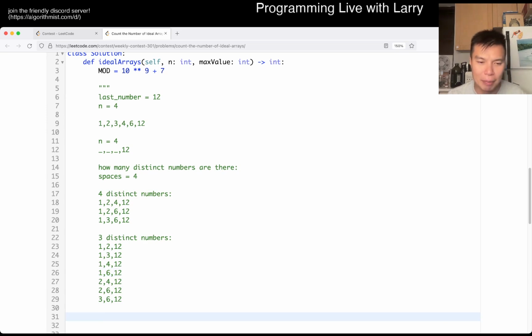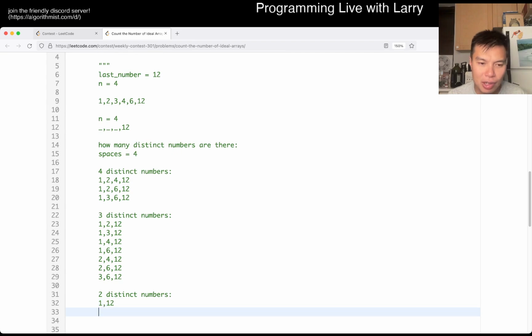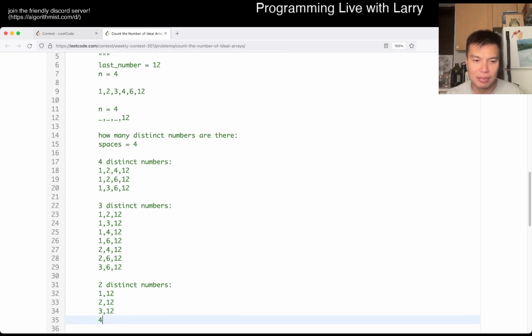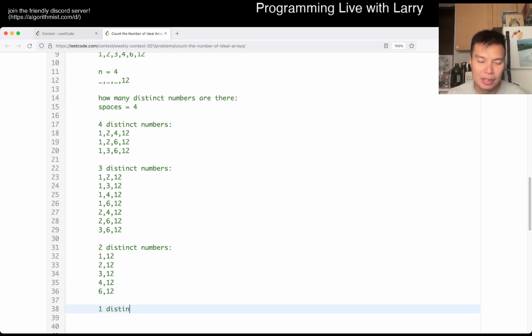And then 2 distinct numbers is easier. Well, not easier, but just 1, 12, 2, 12, 3, 12, 4, 12, 6, 12, right? Again, I may miss a number, but yeah, 1 distinct number is going to be 12, 12, or just 12. Okay.